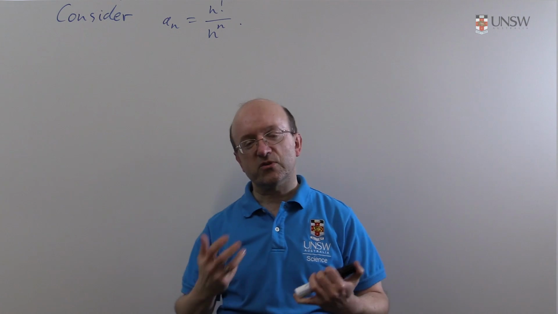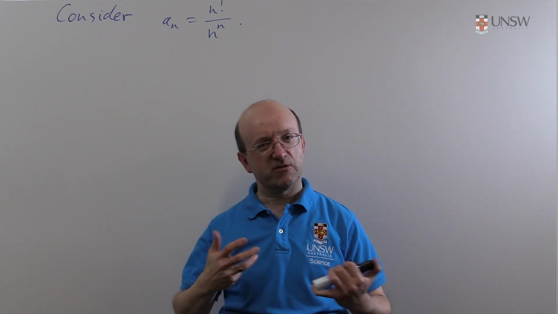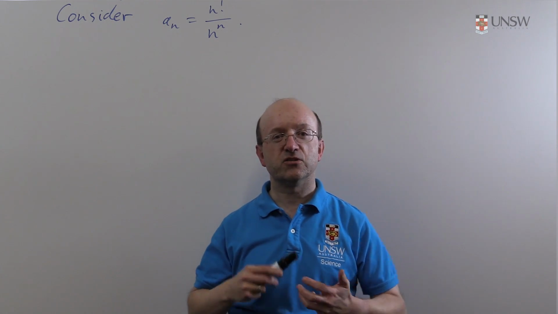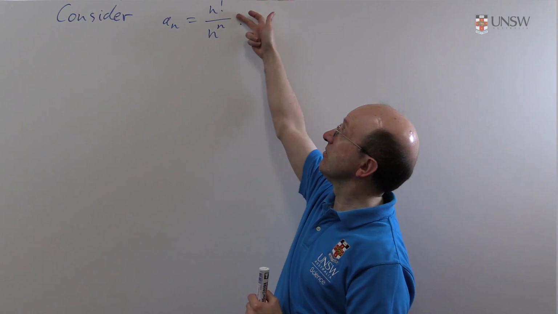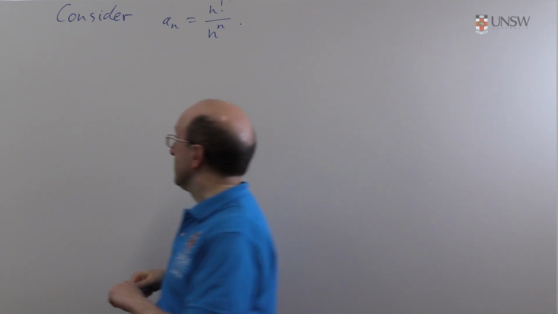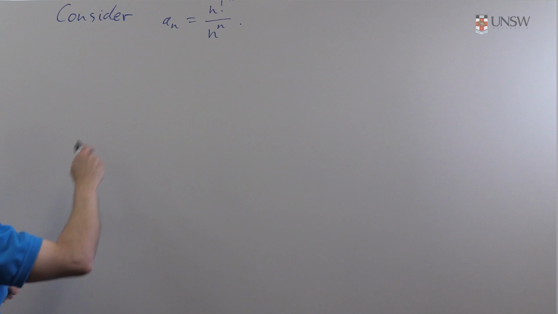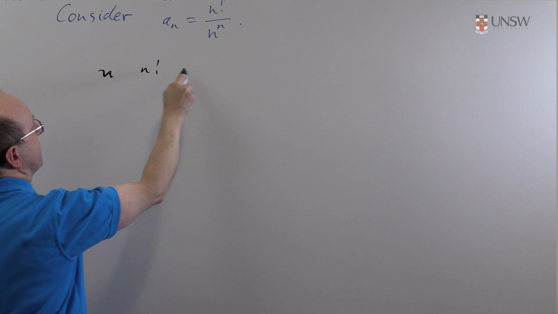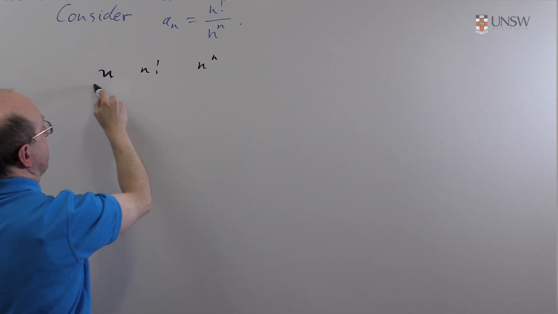Well, this is one of those sequences where it's not a common thing, but it's useful to look at some actual numbers to see just how it's going to behave. How does n factorial behave when compared to n to the n? So if we were to put down a little table of values, n factorial and n to the n, just to see what sort of thing happens.